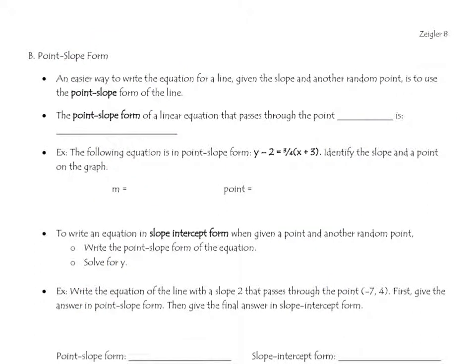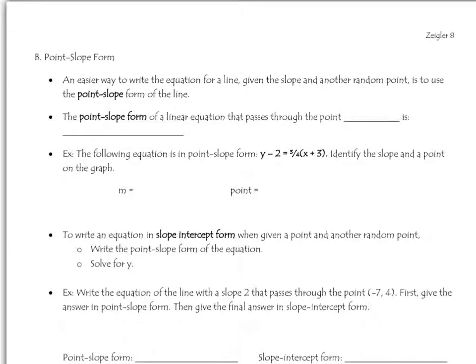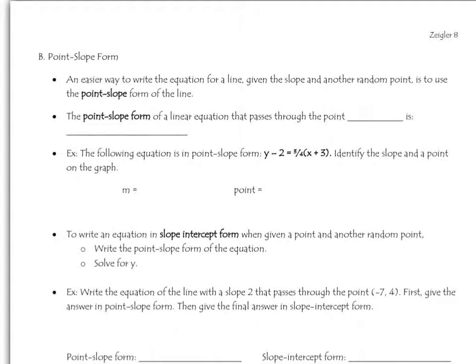Some people find the previous method a little confusing and consider the one I'm about to teach you an easier way to handle it. You can make your own decision about that, but basically you're given a slope and a random point, and you can write your equation immediately in a new form of equation, and that is called the point-slope form.